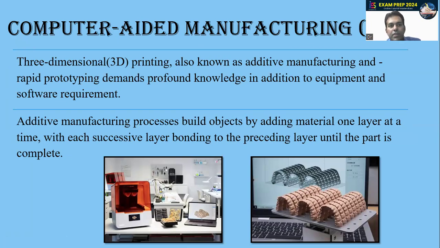Then the next step is computer-aided manufacturing. Three-dimensional printing, that is 3D printing, also called additive manufacturing and rapid prototyping, demands profound knowledge in addition to equipment and software requirements. Additive manufacturing processes build objects by adding materials one layer at a time, with each successive layer bonding with the preceding layer until the part is complete.